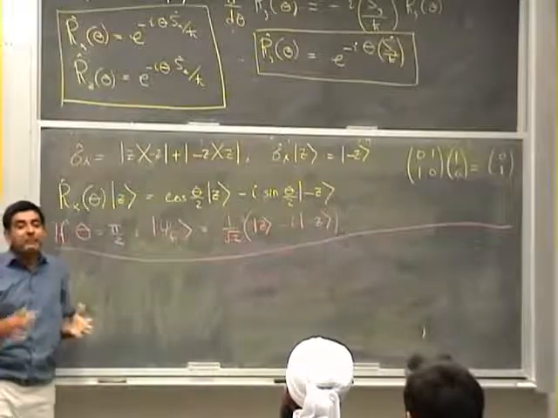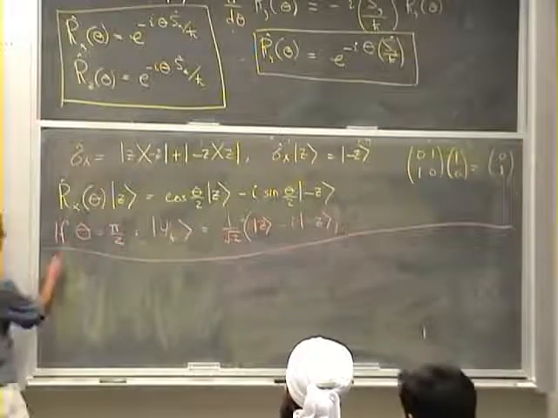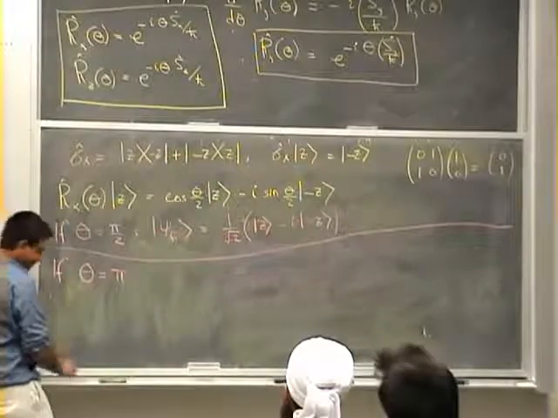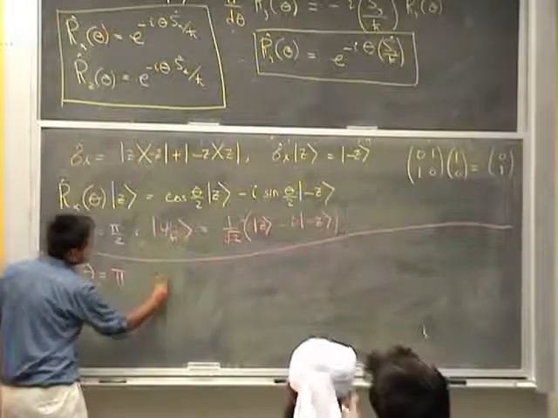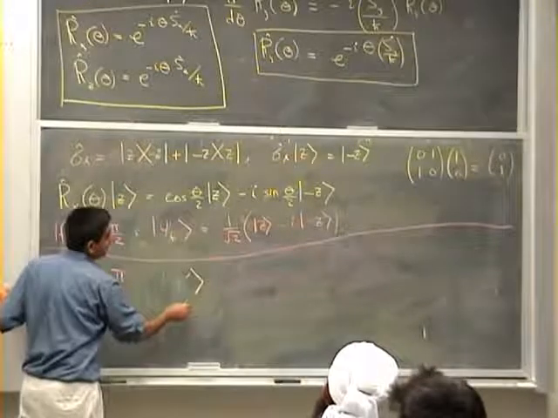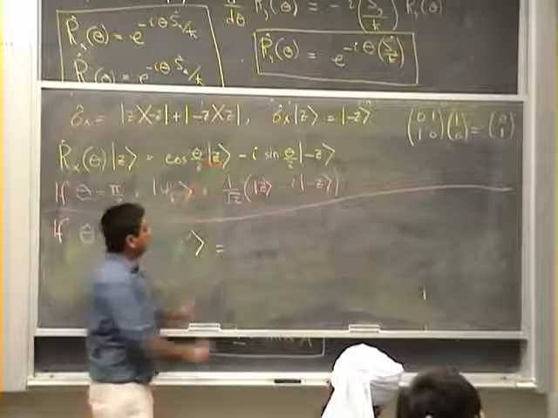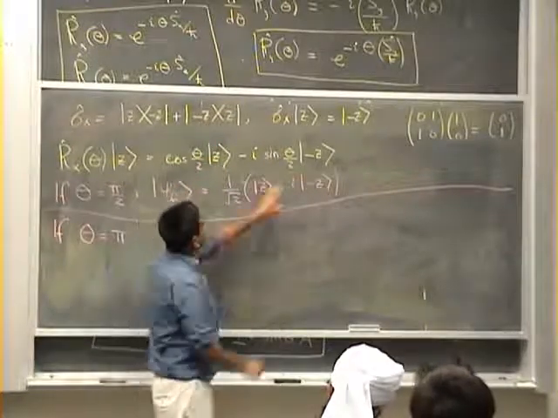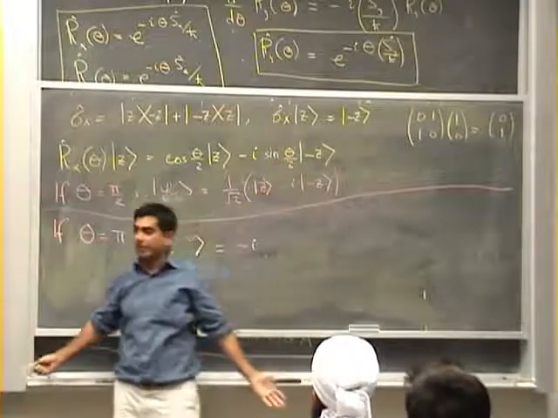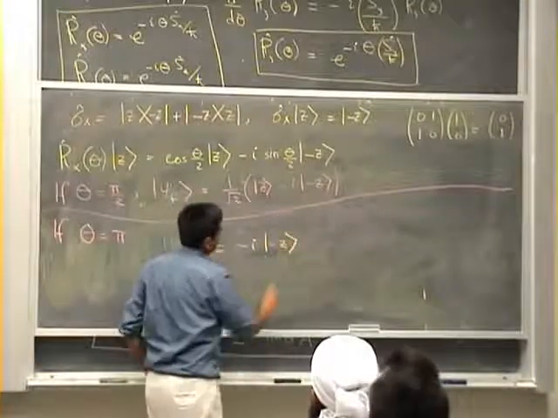When I'm making a rotation through an angle of pi, what's going to happen? If my theta equals pi, then my final state, psi f dash, right? I put pi in here. This becomes 0. This becomes minus iota. Sine of pi by 2 is 1. So I get minus iota into minus z.